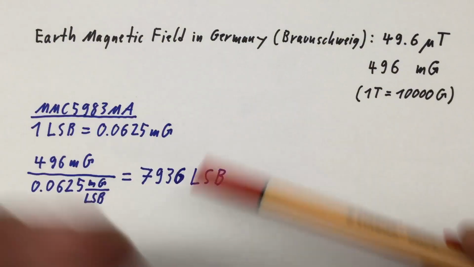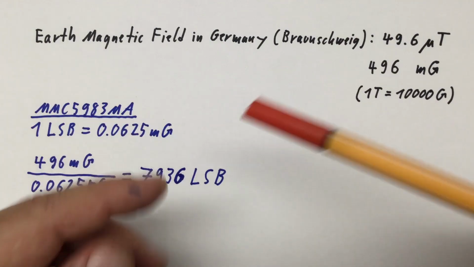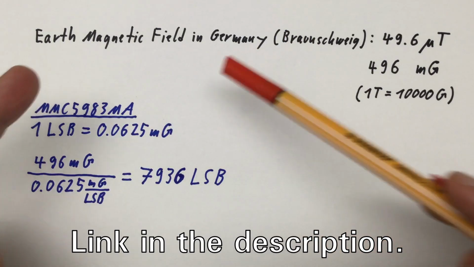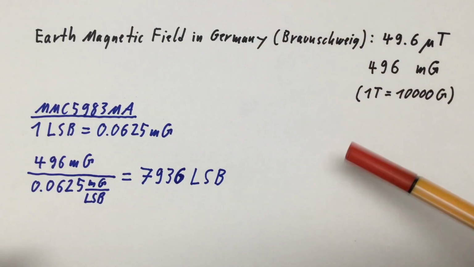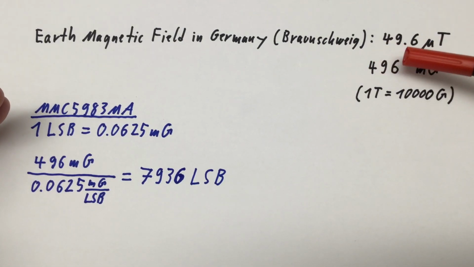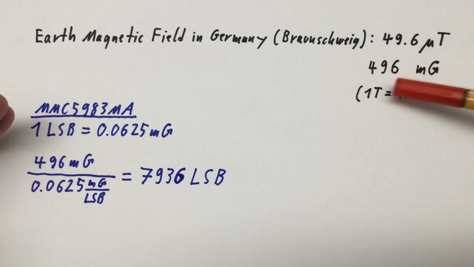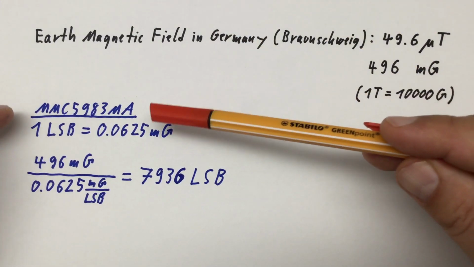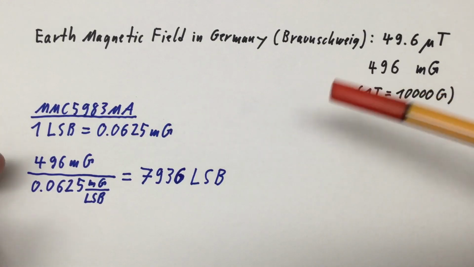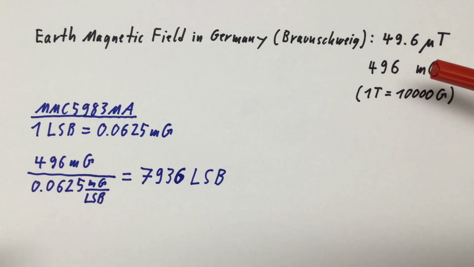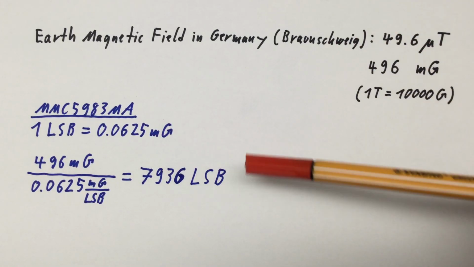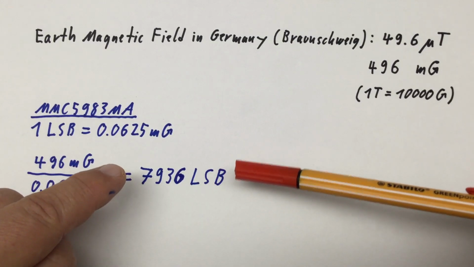So, according to some federal measurement authority, yeah, we have a federal institution here that's constantly measuring the magnetic field in Germany. The Earth magnetic field in Germany, to be more exact, in the town of Braunschweig, is currently 49.6 microtesla, or 496 milligauss. So one Tesla equals 10,000 Gauss. Now, our MMC5983MA, one LSB is 0.0625 milligauss. So these 496 milligauss divided by 0.0625 gives us 7,936 LSBs. And that's the second input to our software.